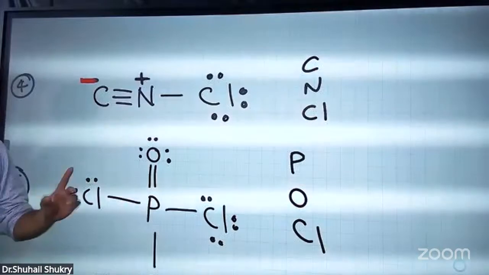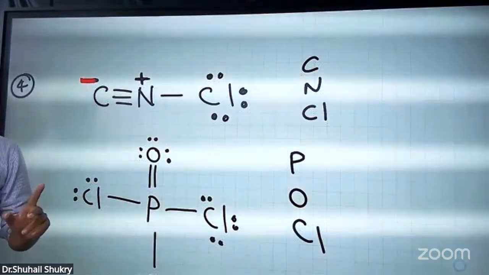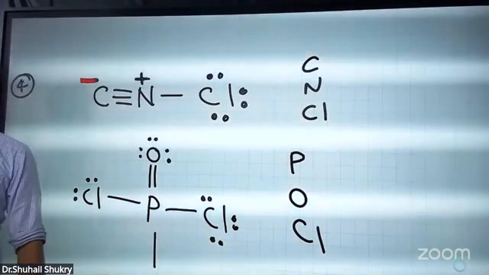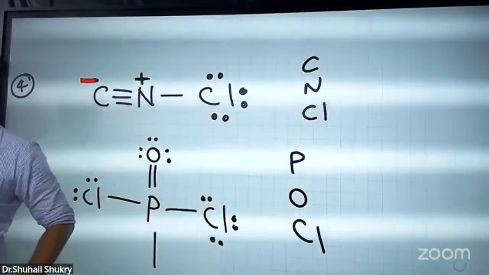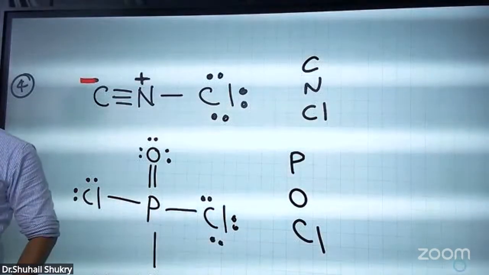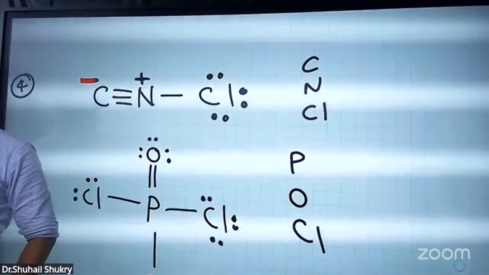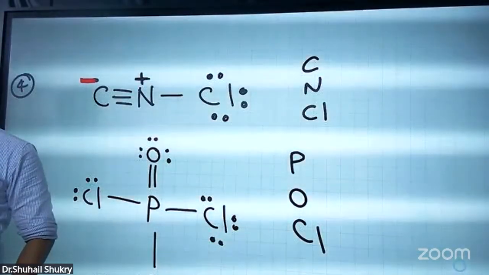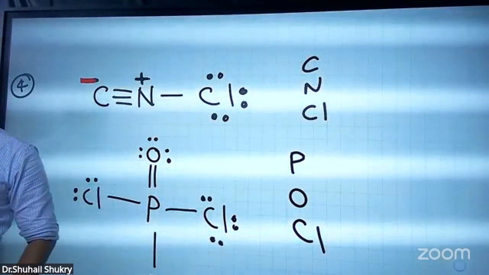No. One sigma bond is there. That is okay. In this, one sigma bond is there. And what did you write for the hybridization of carbon? You wrote 1s. Right. Good. But it is wrong. What should you write?